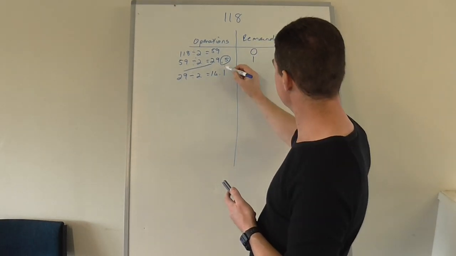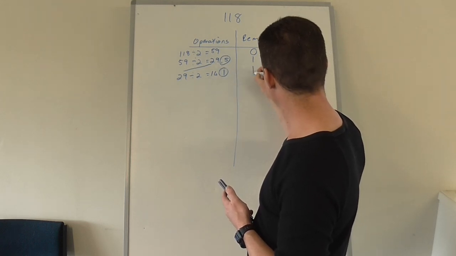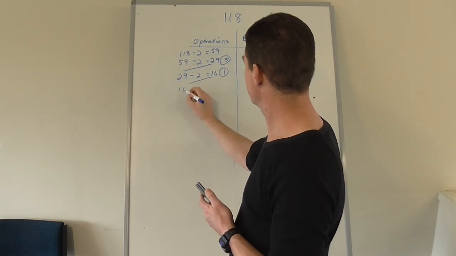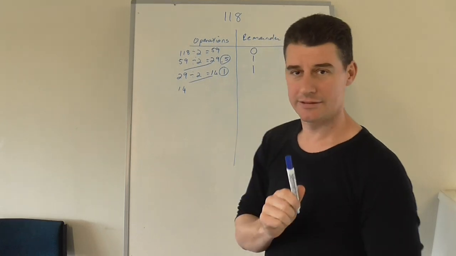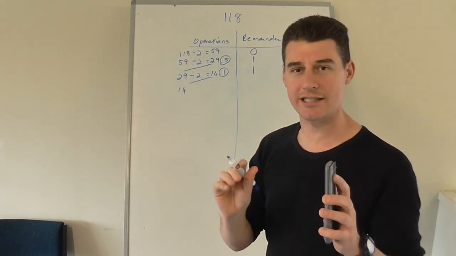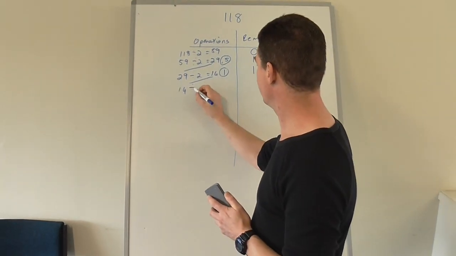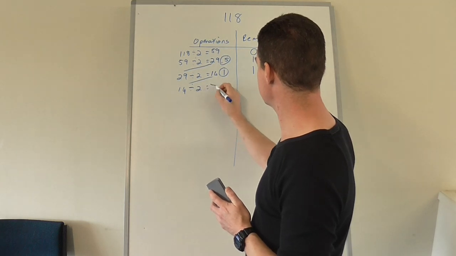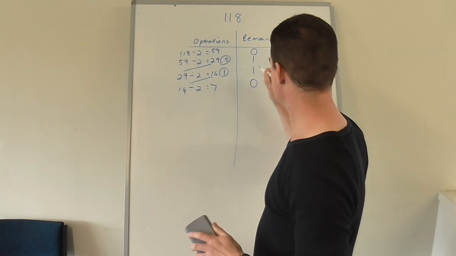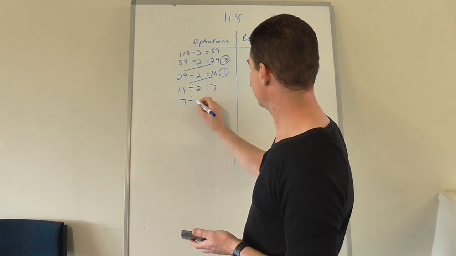14.5. So once again, you see there is a decimal, so that'll be 1. But when you transfer that, you transfer it without the decimal, so you only take the whole number, which is 14. So 14 divided by 2 is 7 exactly, so there's no decimal. So that then is a 0. And then you bring the 7 over, divided by 2.